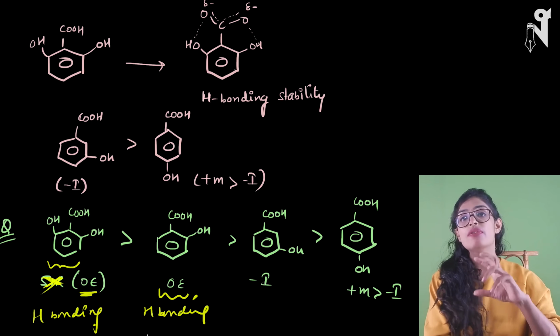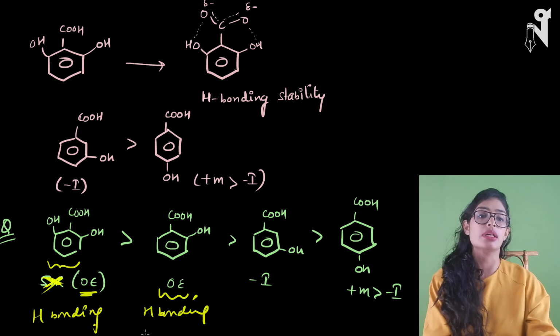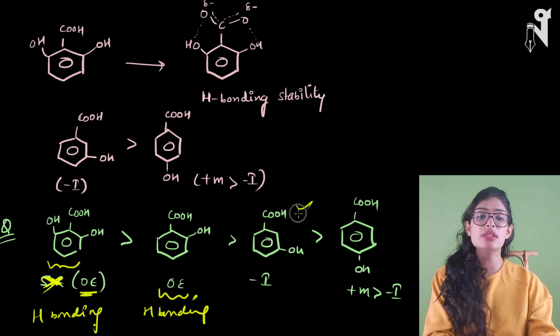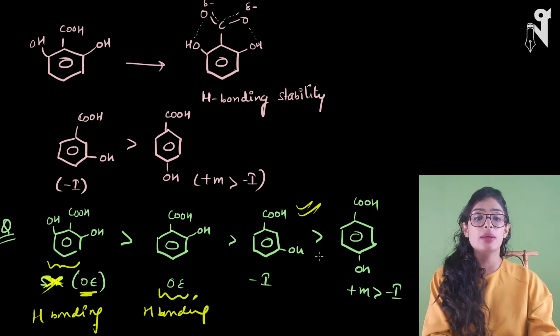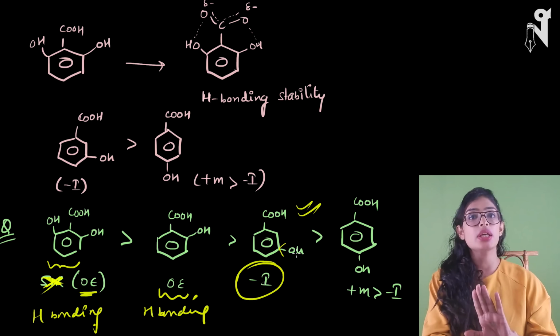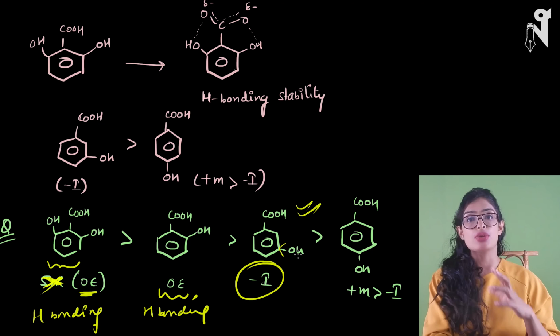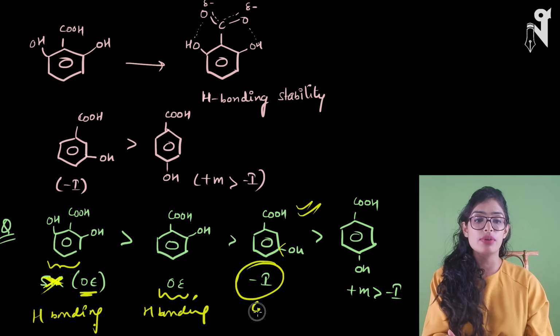Ortho effect is due to the hydrogen bonding. What is ortho effect? Ortho effect means any group present on the ortho position will increase the acidic strength of your benzoic acid. Then your meta is more acidic. Why is your meta more acidic? Because it is the electron withdrawing effect on the meta position which is working. OH in resonance is electron donating. OH in inductive effect is electron withdrawing. I told you on the meta position, resonance doesn't work. It is only the inductive effect which works. So it is an electron withdrawing effect.